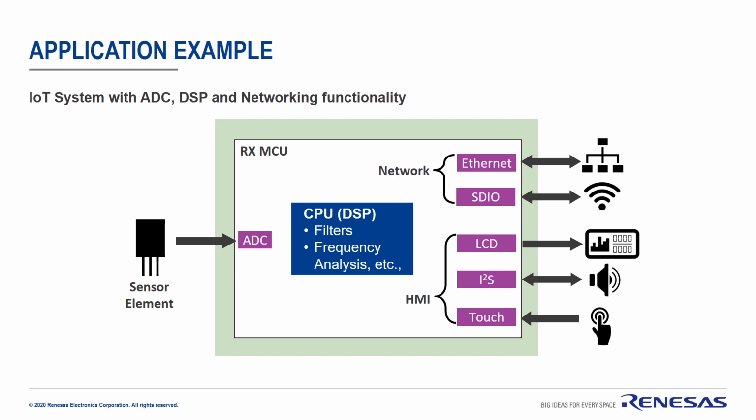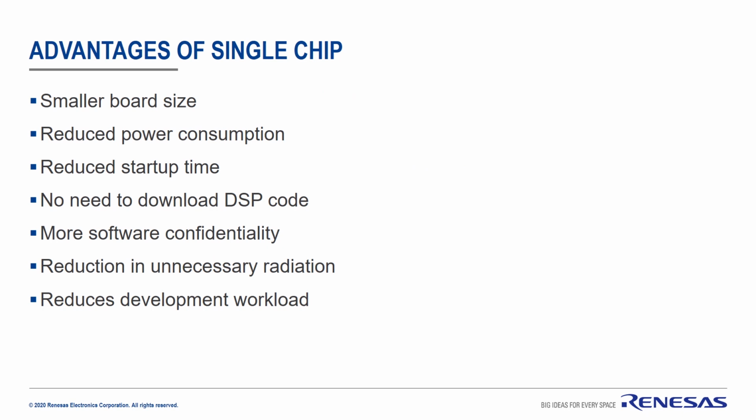Such systems often require functions such as A to D conversion for capturing sensor signals, DSP for analyzing the captured signals, and communication for transmitting the analysis results to a network. All of these functions can be integrated into an RX microcontroller so as to reduce the system board sizes and reduce device costs. In summary, the benefits of a single chip configuration are listed on this slide.